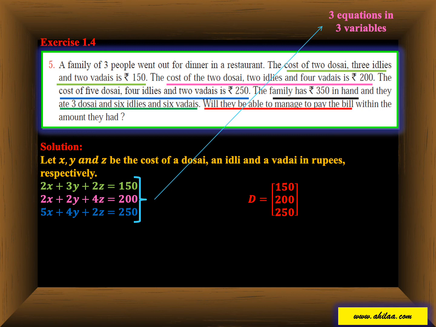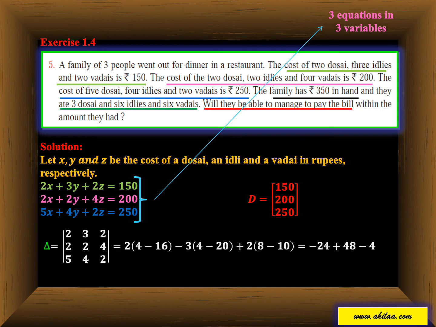So by Cramer's rule, we find delta first, the determinant of the coefficient matrix. Collect the coefficients in rows: 2 3 2, 2 2 4, 5 4 2. Simplifying, we are getting the value of delta as minus 20, which is not equal to 0. Therefore, we can proceed for the next. So, keep it in mind. We are having D equal to column matrix 150, 200, 250 and our delta equal to minus 20, which is not equal to 0.